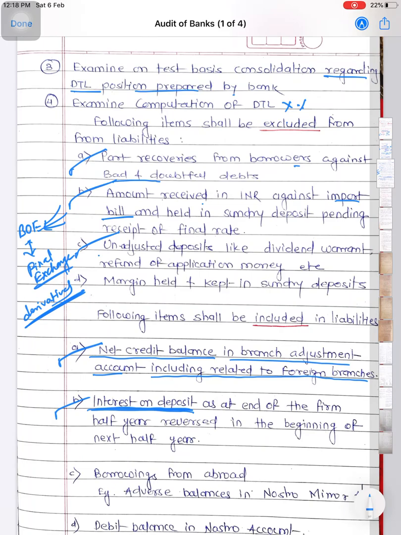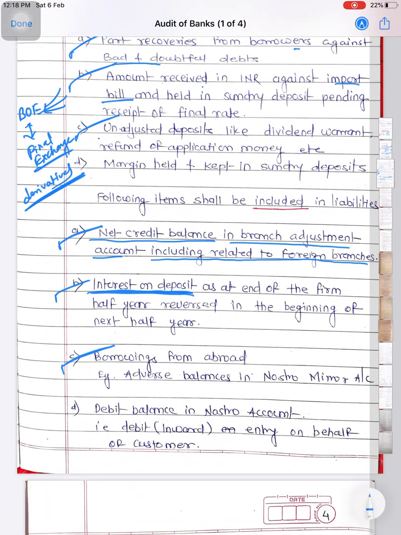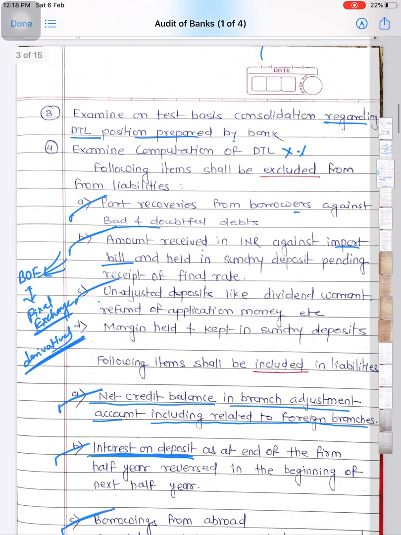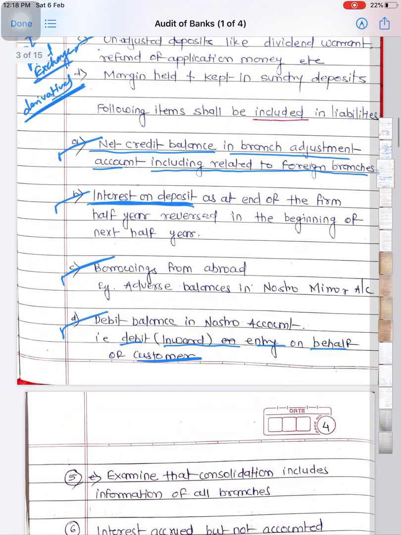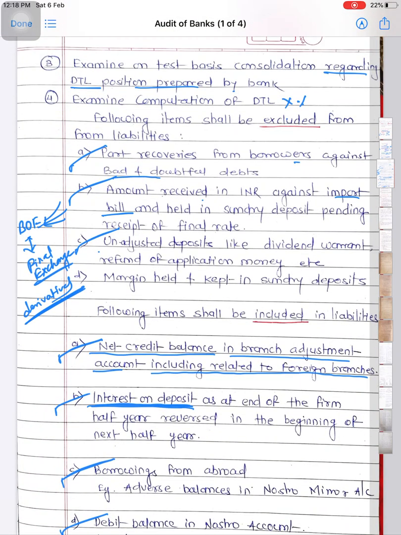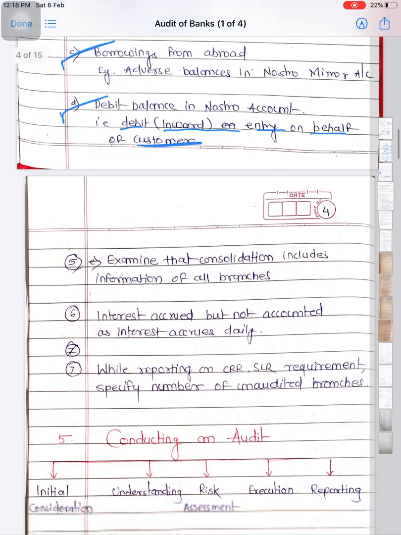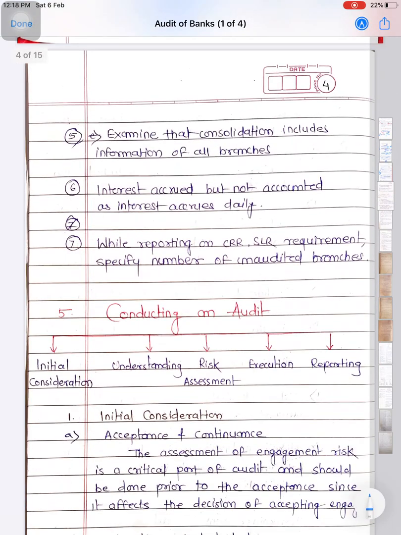Then borrowings from abroad, and balances in nostro mirror account. If there are borrowings, they are repayable, so I will include that, and debit balance in nostro account, that is inward entry on behalf of customers. So debit inward entry on behalf of customers, that I will include in calculating the demand and time liabilities. So 4 things to be included and 4 things to be excluded. Why excluded? Because this is not my demand or time liability. And why include it? Because I have to pay it after a certain time or on demand, so I am going to include this. Okay, 3 more points.